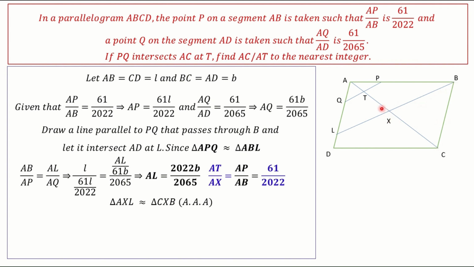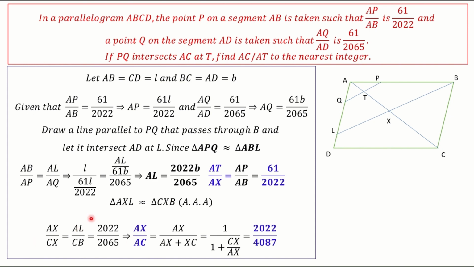Now, triangle AXL is similar to triangle CXB. Why? This is also by the angle theorem. So the angle here is same as the angle here, opposite angle. And since BC is parallel to AD, the angle here will be same as the angle at L. The angle at A is equal to the angle at C. Right? So they are similar triangles from the angle theorem. So here AX by CX equals AL by CB. Take the common letters from here. AL by CB we already know.